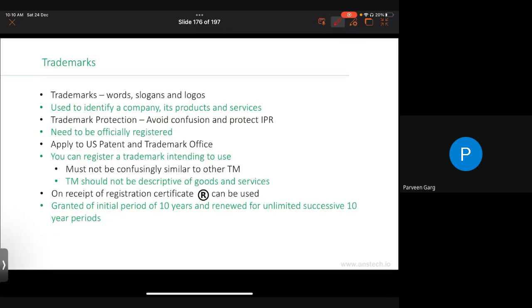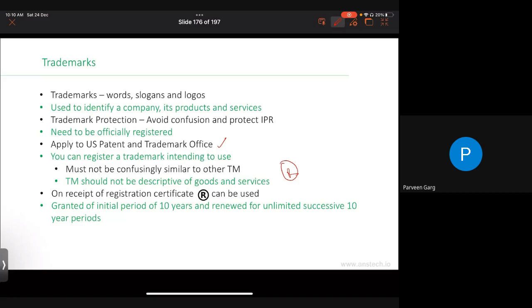Then comes the trademark. So you have a business, you have a logo. You can protect your logo with a trademark. How do you protect your logo with a trademark? You apply for a trademark registration with the US Patent and Trademark Office. Once your registration is received, you can use an R sign. The R sign means your trademark is registered with the US Patent and Trademark Office.